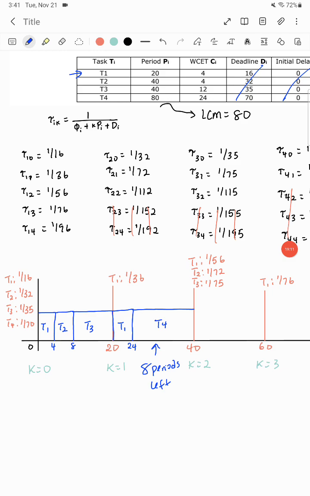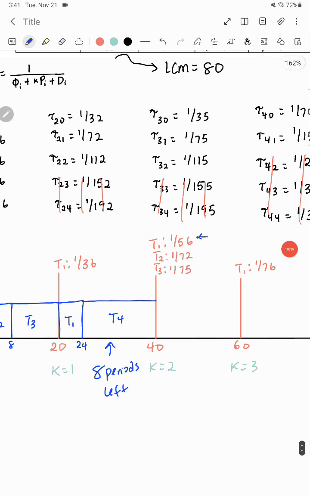We are done with T4. We are done with the entire first code block. The next priority here is T1 because it's the one with the highest priority there. So T1 is executed. T1. And then you have, this is 44 over here.